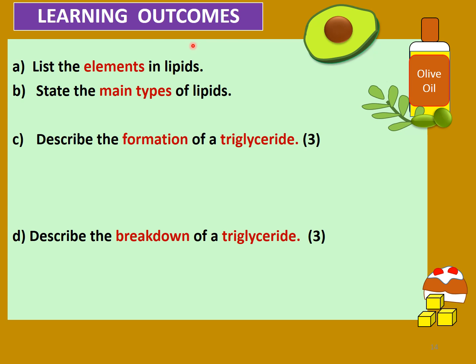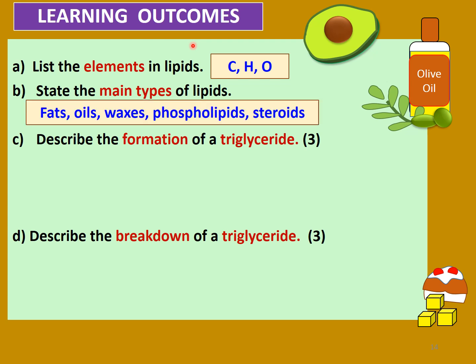Now, list the elements in lipids. What are they? Yes, carbon, hydrogen, and oxygen. Please spell it out in full. Next, explain the main types of lipids. So state the 5 types of lipids. What are they? Fats, oils, waxes, phospholipids, and steroids. Now the explanation means we have to state something about their structure or their uses. So that will be discussed in the second video.